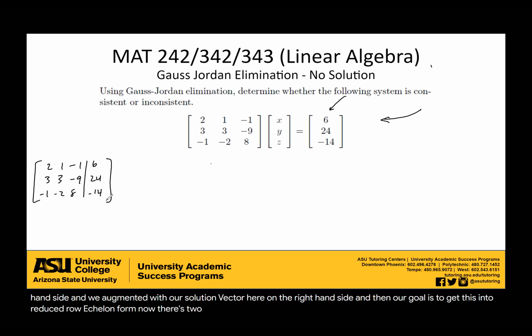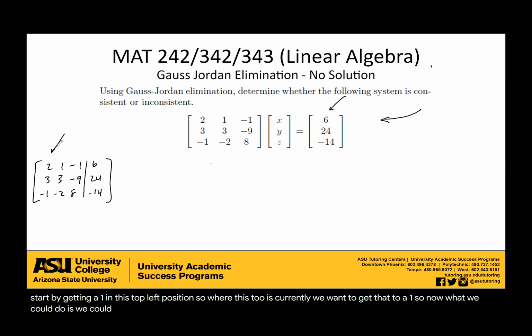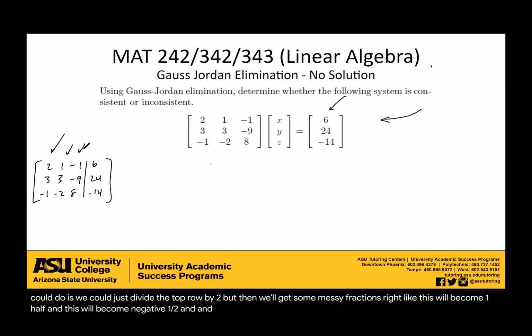Now, there's tons of ways we can go about that, right? Typically, the easiest way is to start by getting a 1 in this top left position. So where this 2 is currently, we want to get that to a 1. We could just divide the top row by 2, but then we'll get some messy fractions, right? Like this will become 1/2 and this will become -1/2. And nobody likes messy fractions.